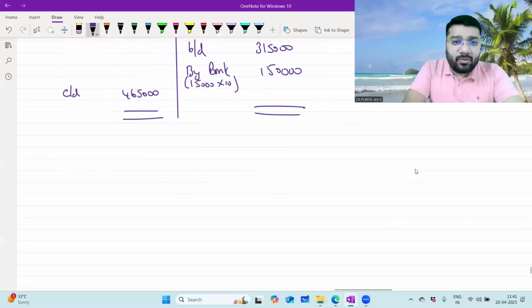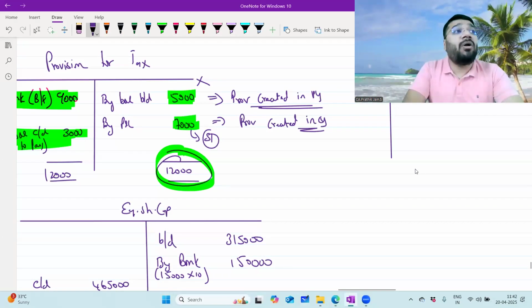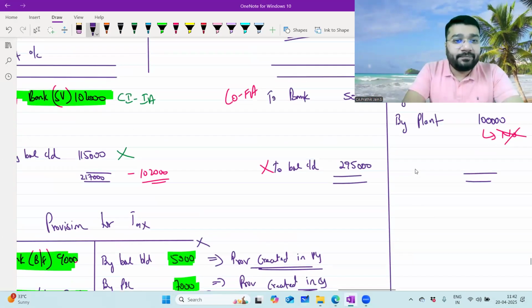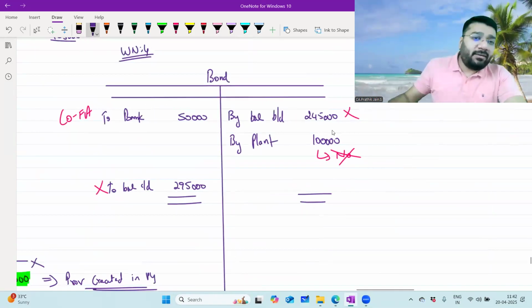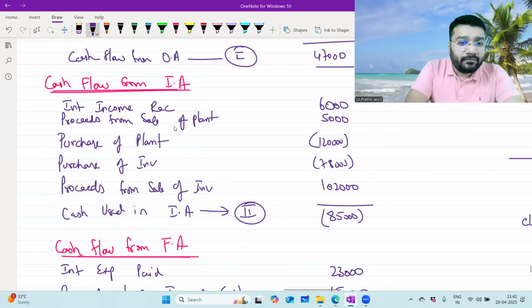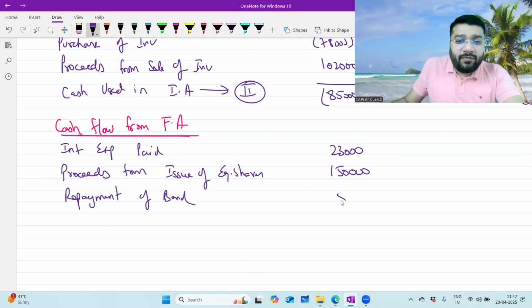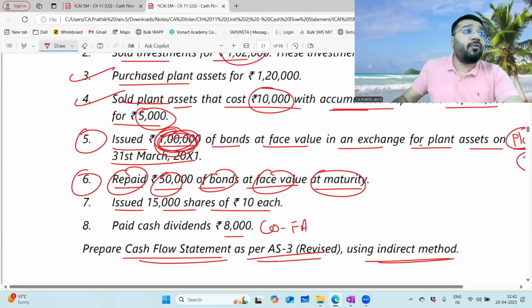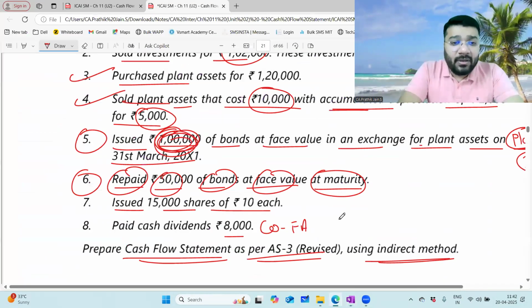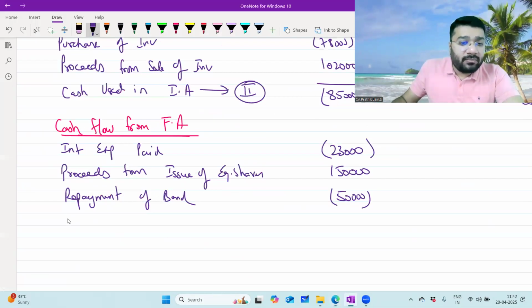Bond, we have two adjustments. One is repayment of bond. Another is issue of bond for plant, but there is no movement for it. So bond, only one cash outflow of the financing activity, repayment of bond. How much is it? 50,000 cash outflow. Be very careful. Outflows have the habit of putting in bracket. Paid cash dividend, how much? 8,000.